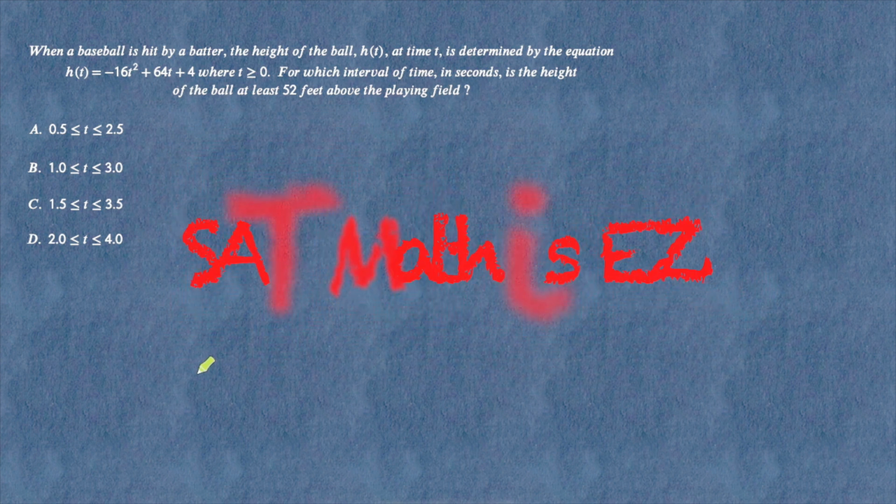Hello. In this video, we're going to see a problem from quadratic equations. Let's first read the problem. When a baseball is hit by a batter, the height of the ball, h of t, at time t is determined by the equation h of t equals minus 16t square plus 64t plus 4, where t is greater than or equal to 0. For which interval of time in seconds is the height of the ball at least 52 feet above the playing field?